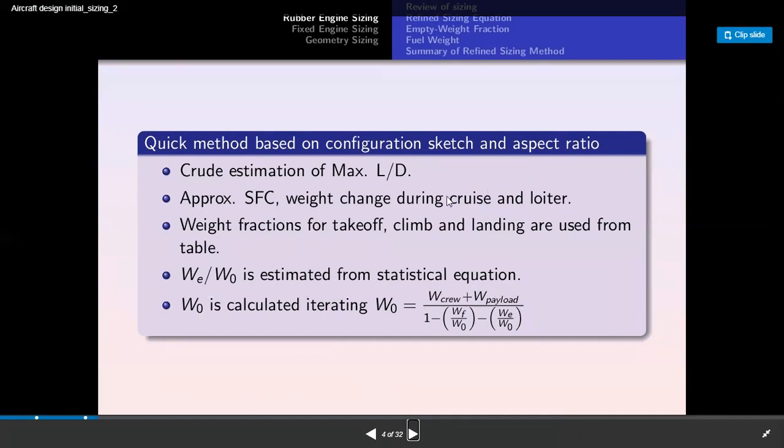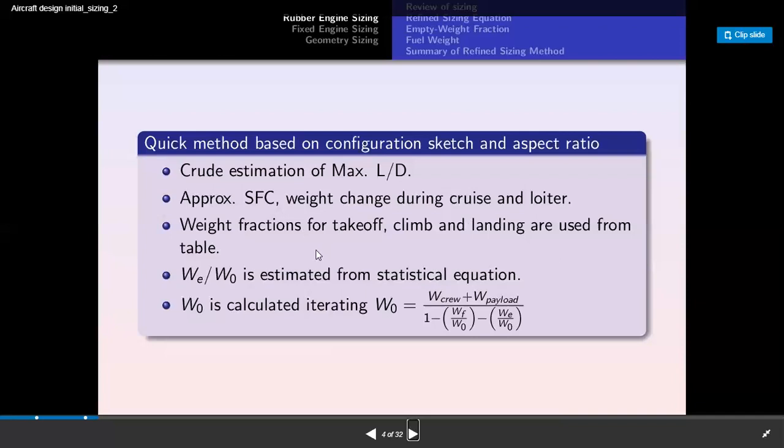So this is the cruise. As the mission proceeds, the fuel consumption will be there. Therefore, we have T by W and W by S. According to that, as the mission progresses, the weight will reduce. Therefore, we are doing a fuel weight estimation as well as empty weight estimation, that is WF by W naught and WE by W naught. Correct? And we are doing the loiter also. What is the loiter? It is the total time, it's the endurance. Loiter is nothing but endurance, and cruise is nothing but range. Weight fractions for takeoff, climb, and landing are used from the table.